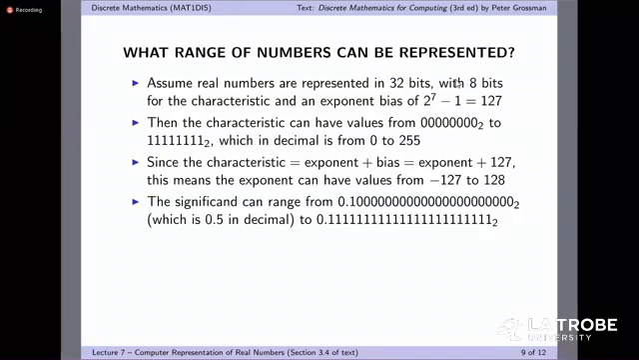Similarly, the significand, those 23 bits, can range from the smallest value, which is 0.1, to the maximum value, which is going to be whatever you get when you have all of them as 1.